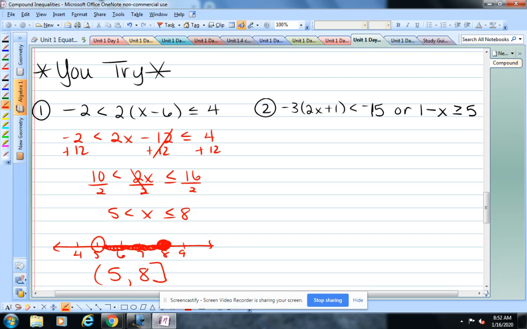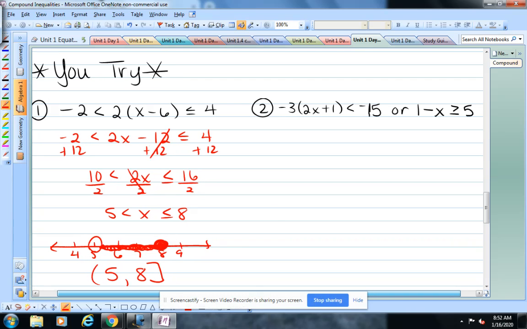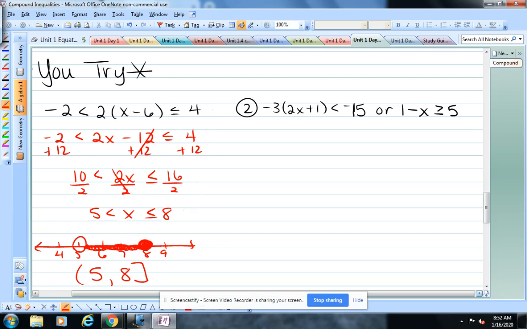Hey, you're good. Number 2, is it an and or an or? How do you solve an or? You just do them separately, right? So I'm going to do the first one first. What do we have to do first on the first one to solve for x? Distribute. So I'm going to get negative 6x minus 3 is less than negative 15, correct? Then what?